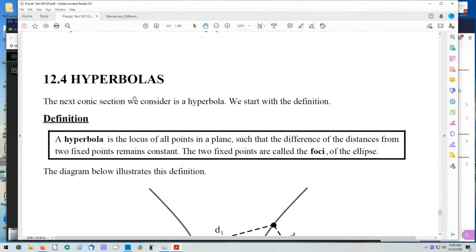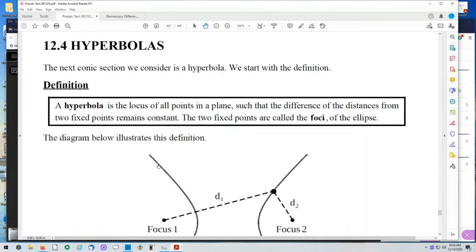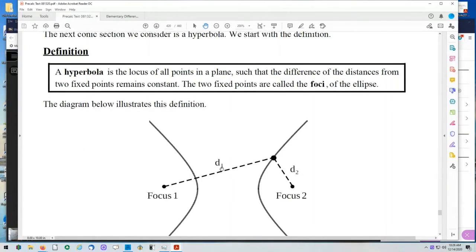Let's talk a little bit about the hyperbola. Here's its word description: a hyperbola is the locus of all points in the plane such that the difference of the distances from two fixed points remains constant. So here I have my D1 and my D2, and now let's just do the right-hand side of this.